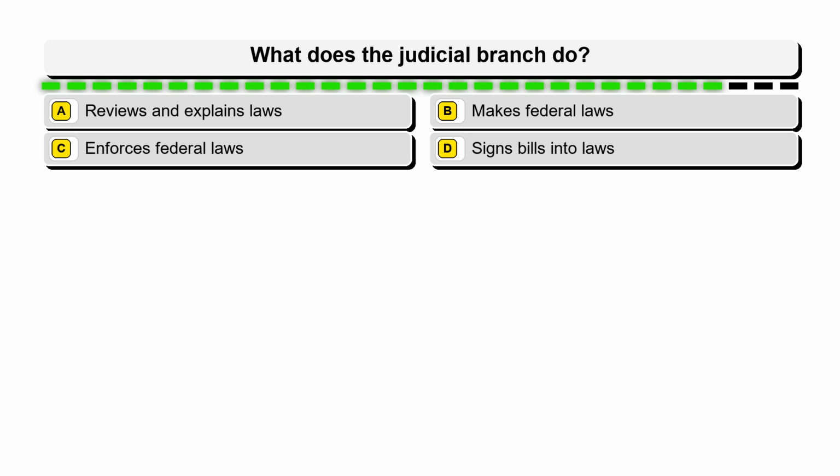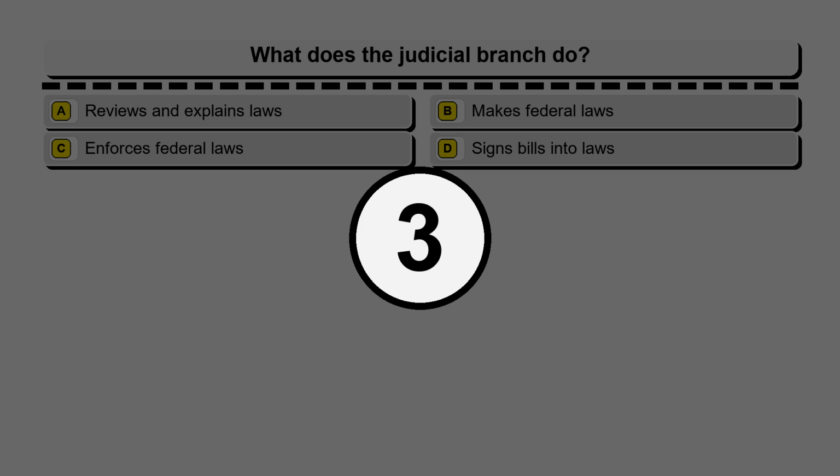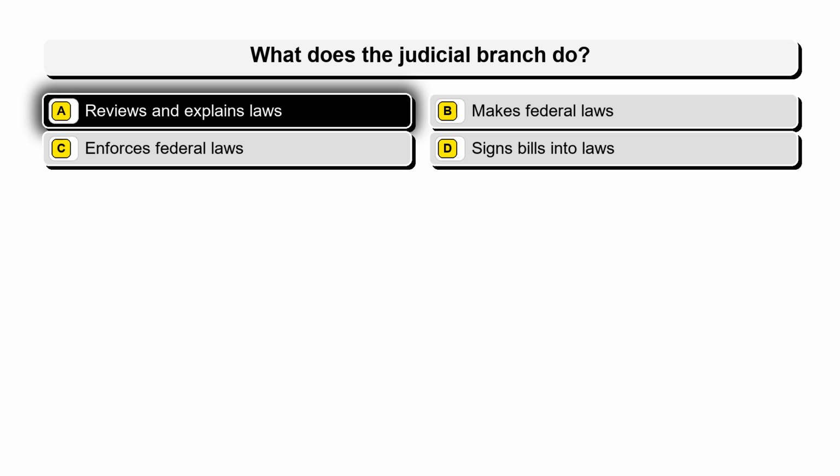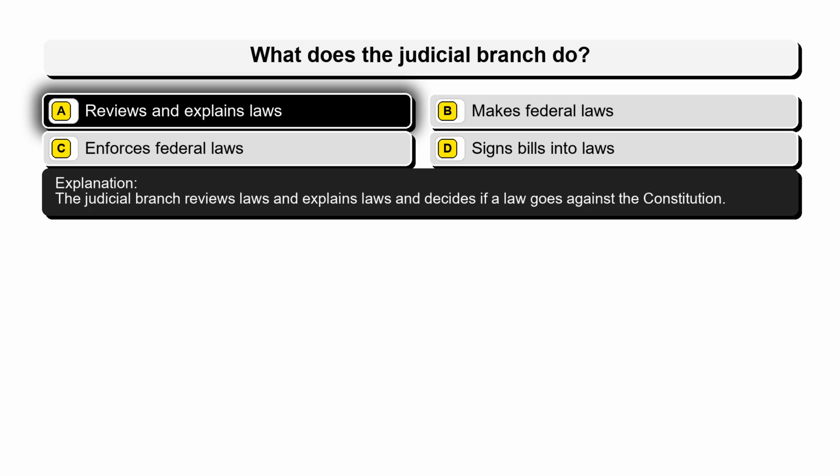Question 147. What does the judicial branch do? Option A, reviews and explains laws. Option B, makes federal laws. Option C, enforces federal laws. Option D, signs bills into laws. The correct answer is option A, reviews and explains laws. The judicial branch reviews laws and explains laws and decides if a law goes against the Constitution.